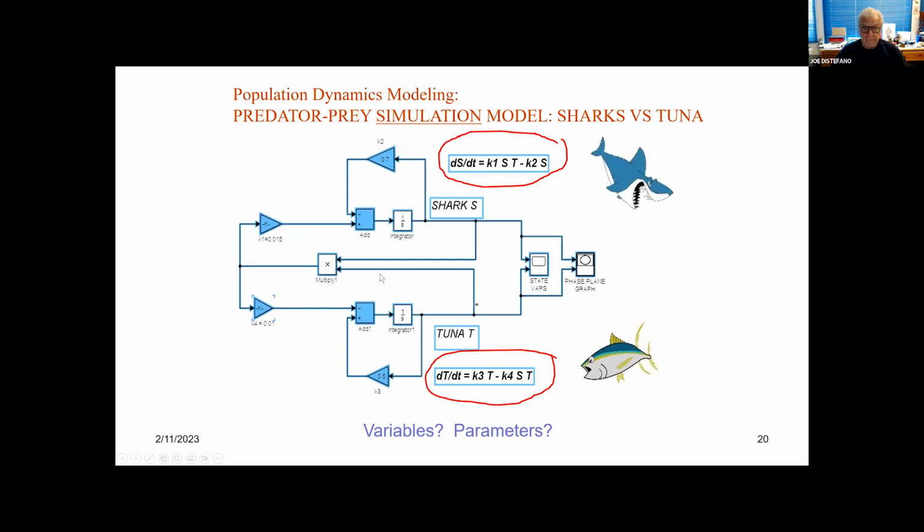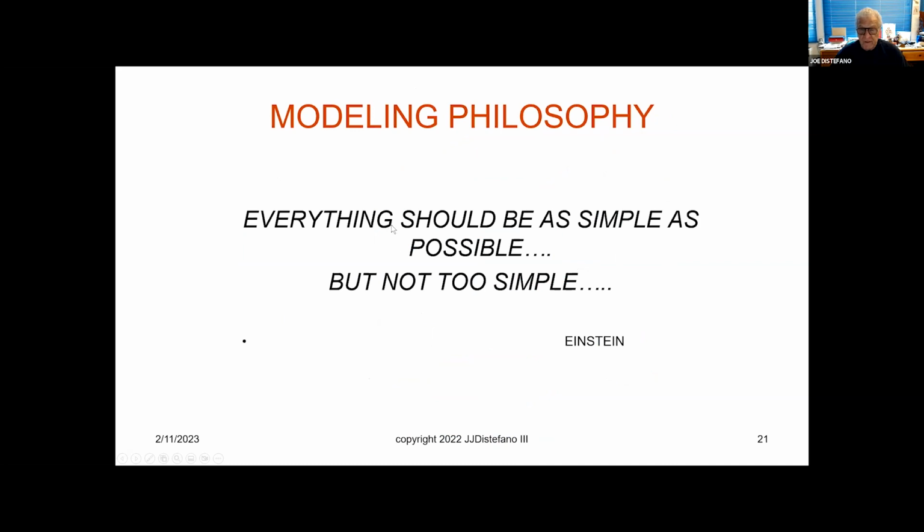Here's a predator-prey simulation model of sharks and tunas interacting, the differential equations, and here's the Simulink diagram. The Simulink diagram shows how we have integration, and feedback because we have leaks in the system. We have integration to state variables, and I asked them, of course, to define the variables and parameters in this. But most important here is showing the couplings between two first-order ordinary differential equations.